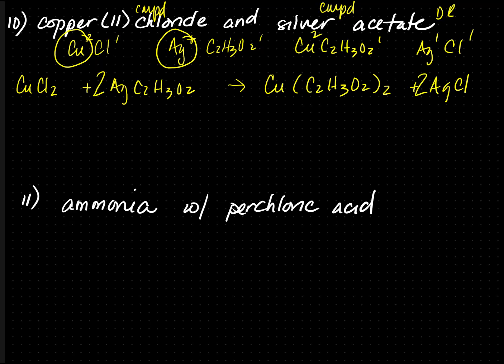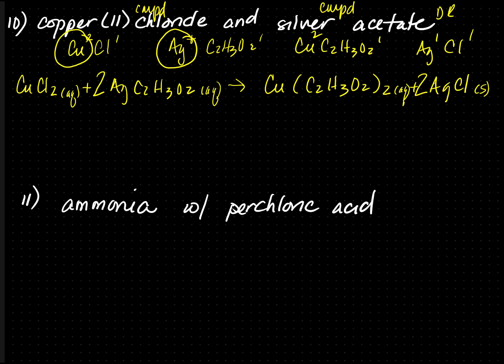Now we need to determine the states of matter. So copper(II) chloride is soluble. It is copper(I) that is not soluble. Anything with the acetate is soluble, so that's going to be aq. So copper acetate is aq. Silver chloride is insoluble, so that is a solid. We just wrote our molecular equation.